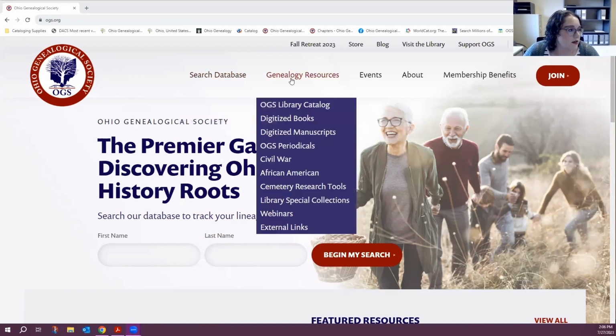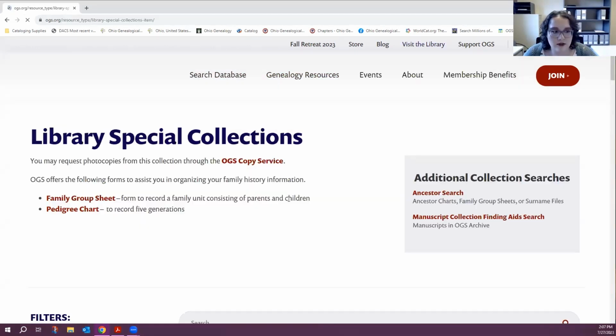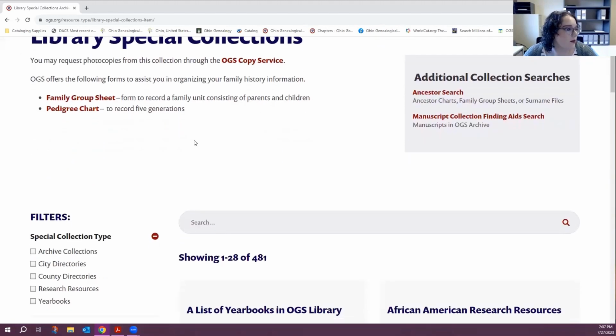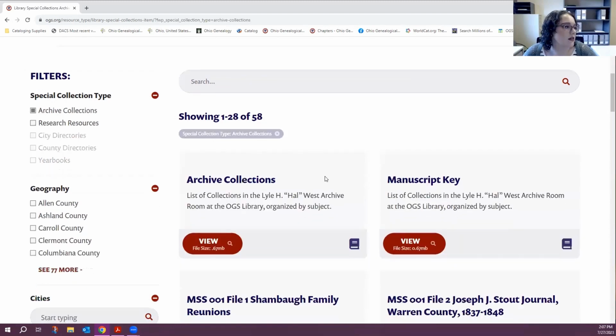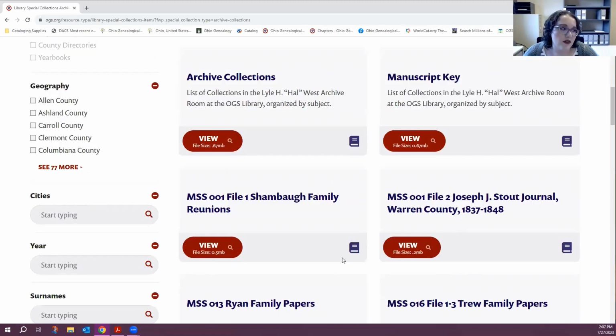So to begin, we go to Genealogy Resources. You'll want to go to Library Special Collections. There are a lot of different things that fall under Library Special Collections, such as the yearbook collection and our city directories. But if you just want to see archive collections, on this left-hand filter side, you will want to click Archive Collections, and it will filter and only give you the manuscript key and all of the finding aids that have been uploaded to the website so far.